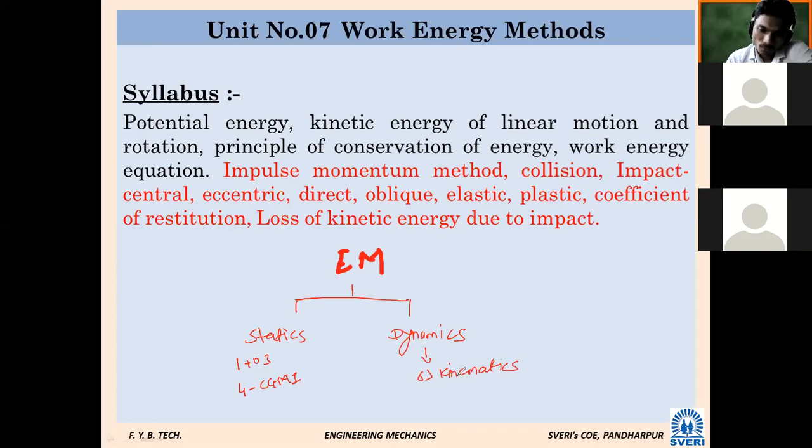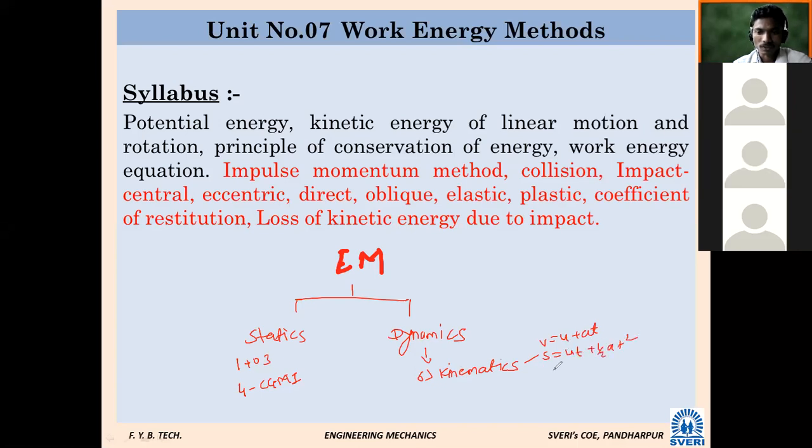kinematics without considering forces, where we have applied three equations which are famously known as V is equal to U plus AT, S is equal to UT plus 1 half AT square, and V square is equal to U square plus 2AS. Kinematics, sixth chapter. Sorry, it was the fifth. This was fifth, kinematics, and this one is sixth, kinetics of particle.